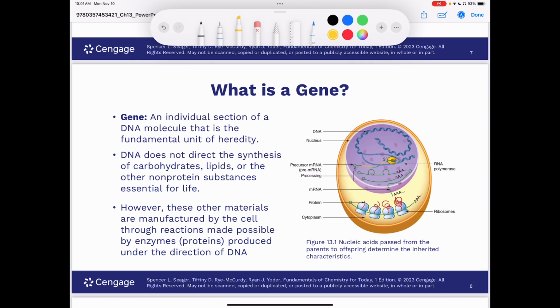There is a specific DNA gene for every protein in the body, and a gene is just an individual section of a DNA molecule that is the fundamental unit of heredity. Now, DNA does not direct the synthesis of carbohydrates, lipids, or other non-protein substances essential for life. However, these other materials are manufactured by the cell through reactions made possible by enzymes, which are proteins, produced under the direction of DNA. Thus, in this respect, the information stored in DNA really does determine every characteristic of the living organism.